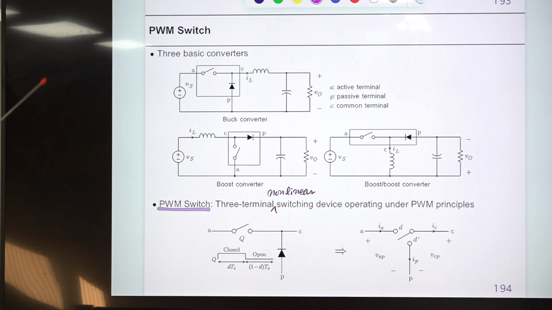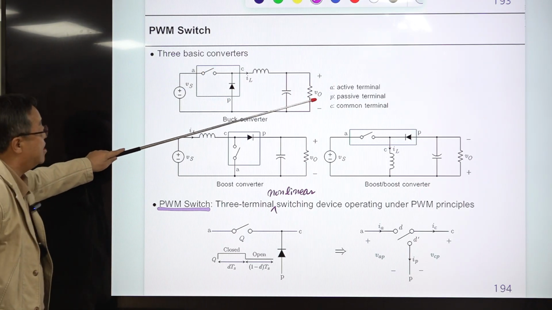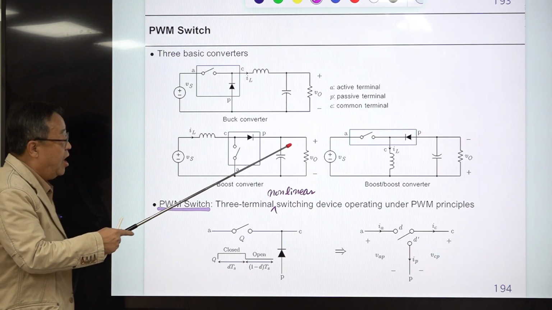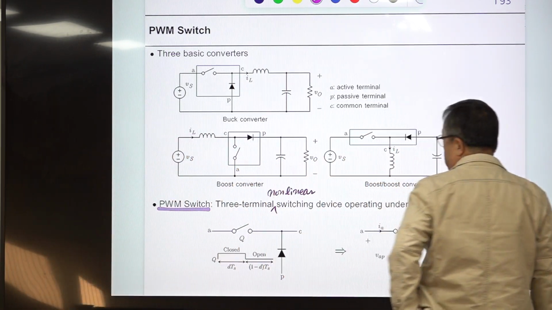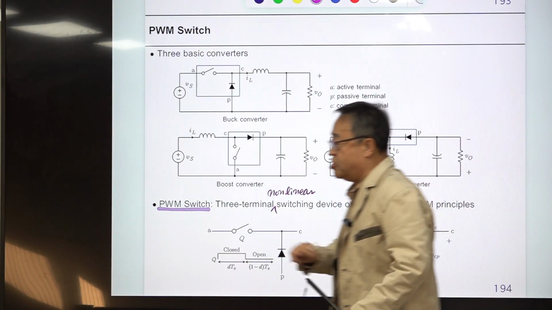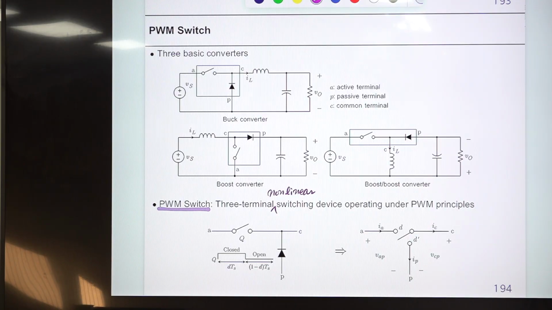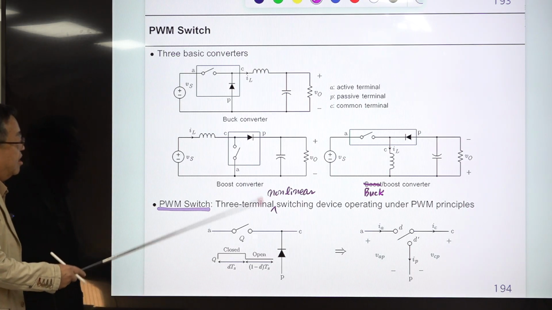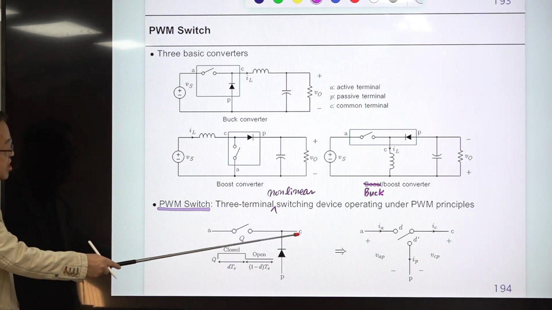Probably the PWM switch is the most important term when talking about the averaging of the power stage. This is the buck converter. So you have this circuit diagram. There is a PWM switch here, and this is the active, passive, common terminal. And the boost converter: the PWM switch is located in this fashion, and this is the PWM switch located in the buck-boost converter. This should be buck-boost, sorry. There is no boost converter here. Buck-boost converter, okay? Then we take out this, we take out this, and it has the same structure. So A is here, C is here, P is here.